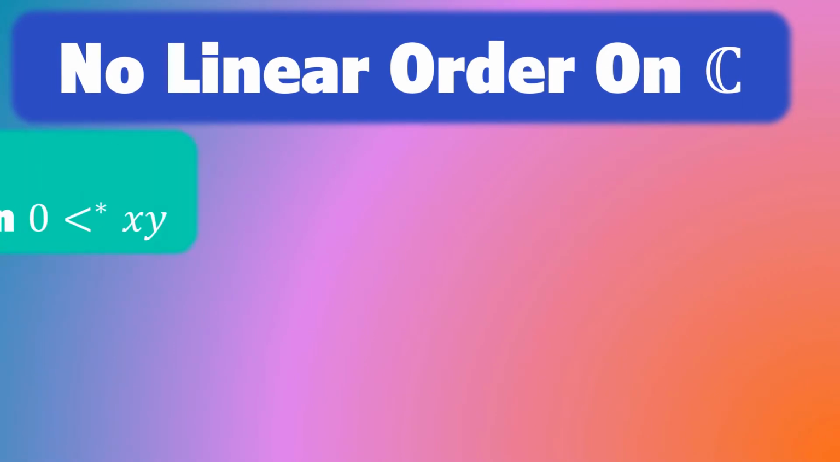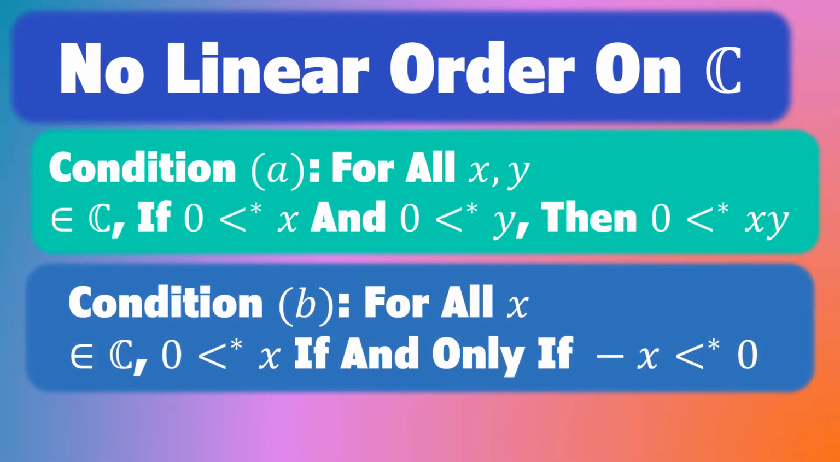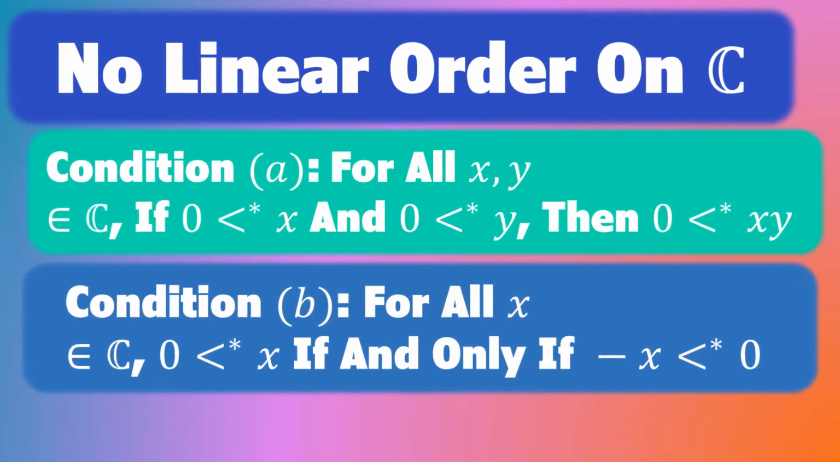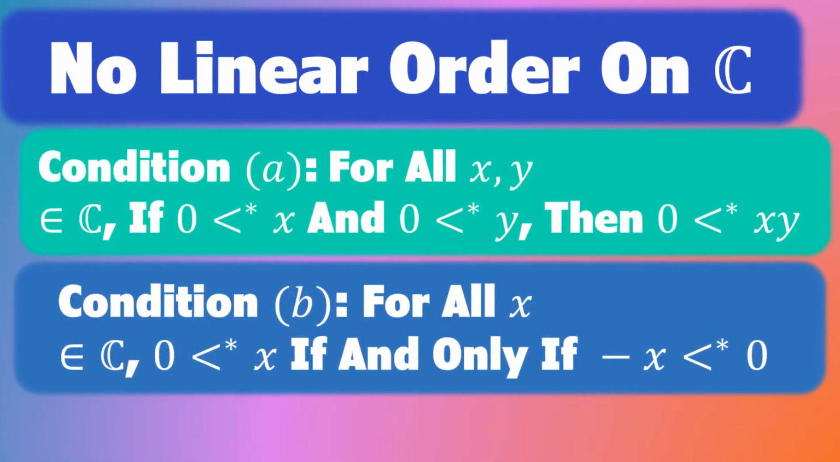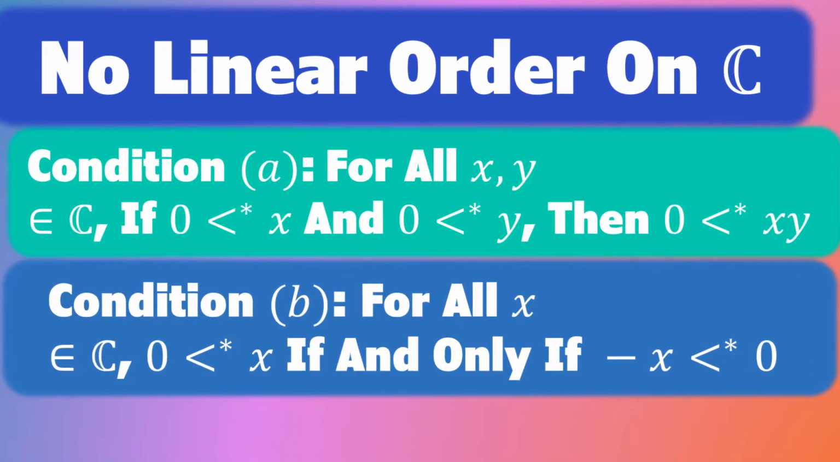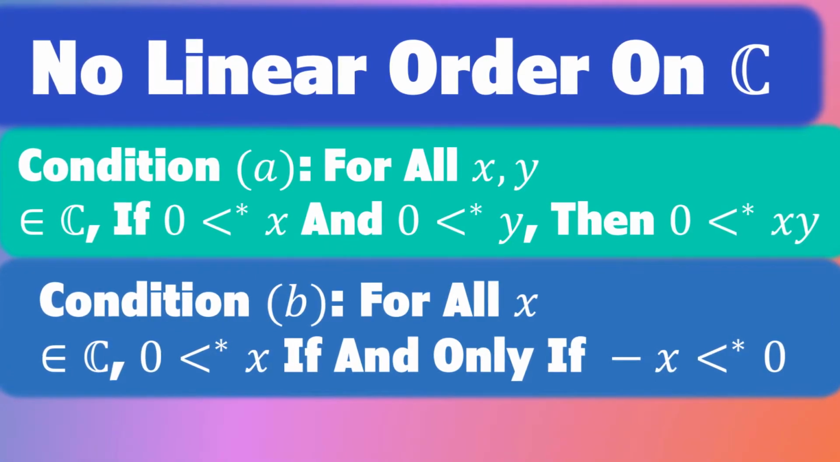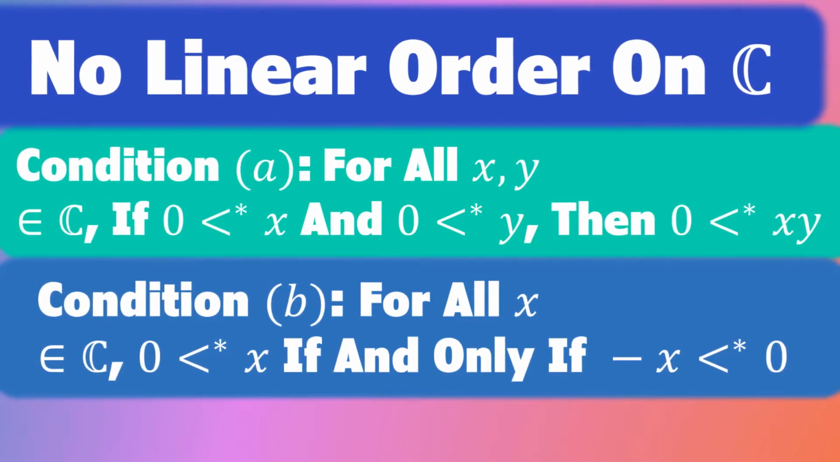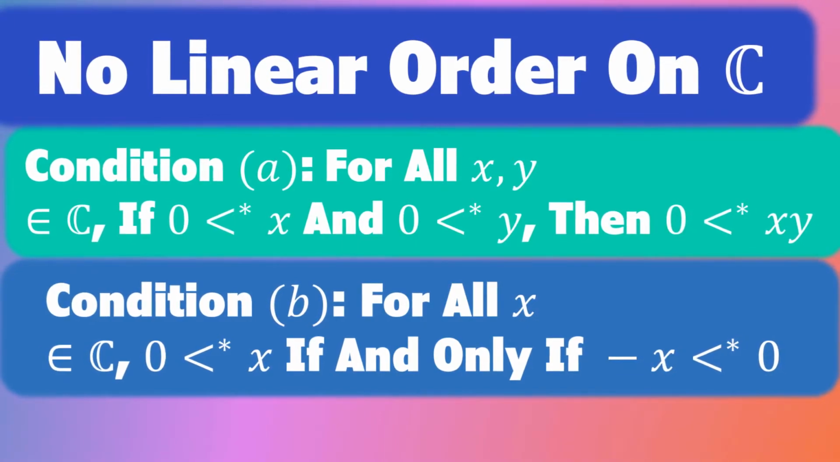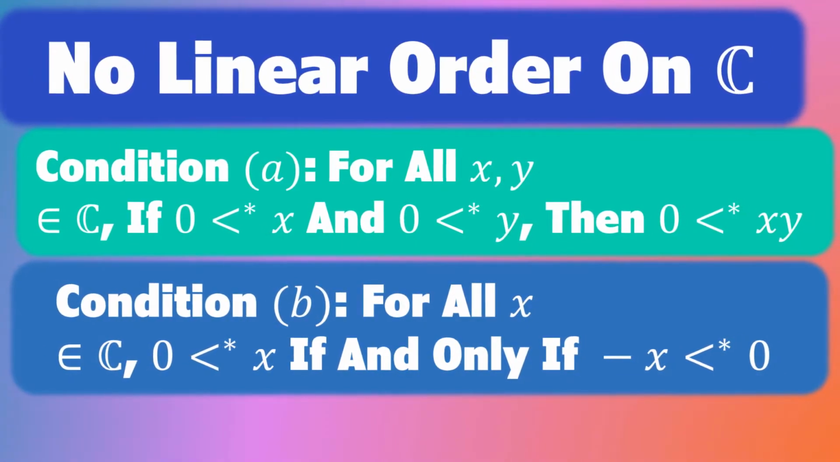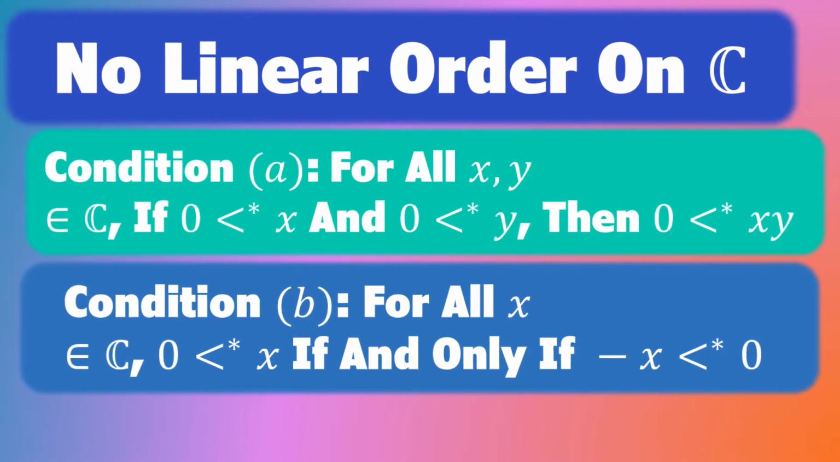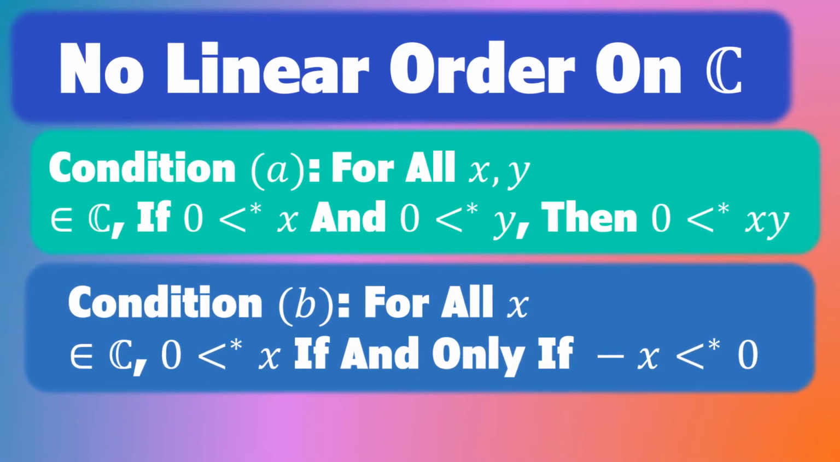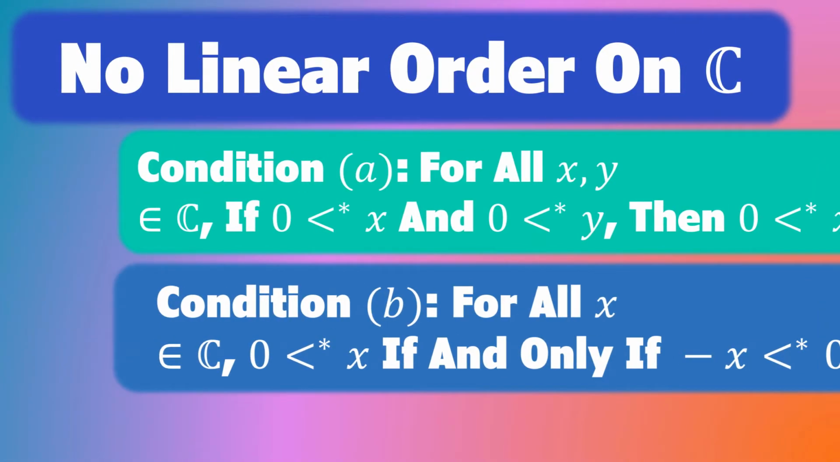Now, let's show there is no linear order on the complex plane that extends the linear order on the real numbers. For a linear order extending from the real numbers, say less than star, it will have condition A that for all x and y in the complex numbers, if 0 is less than star x and 0 is less than star y, then 0 is less than star xy. And we have condition B that for all x in the complex numbers, 0 is less than star x if and only if minus x is less than star 0.